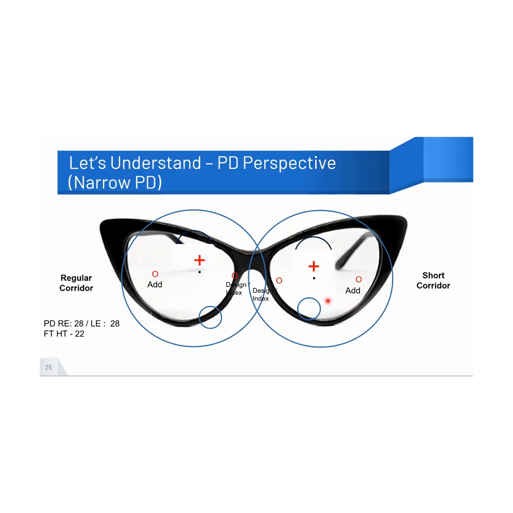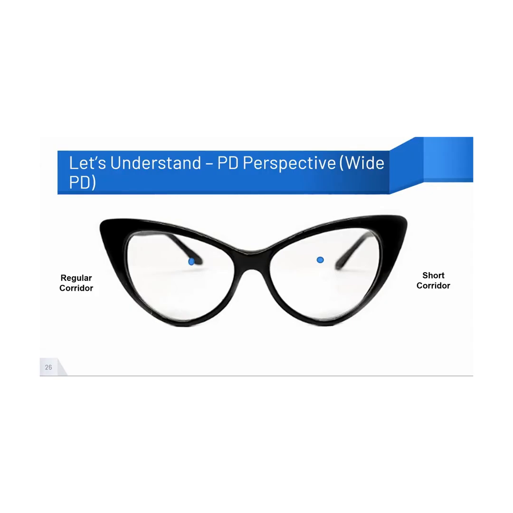Now, on the contrary, if you have a wide PD, let us take a PD of 34, 34. Here you will see that the PD is really wide out. When you place the lens, even if you're taking a regular corridor, you can see almost 60-70% of the near zone is within the frame. And you have a good enough distance area as well, almost covered in the regular corridor.